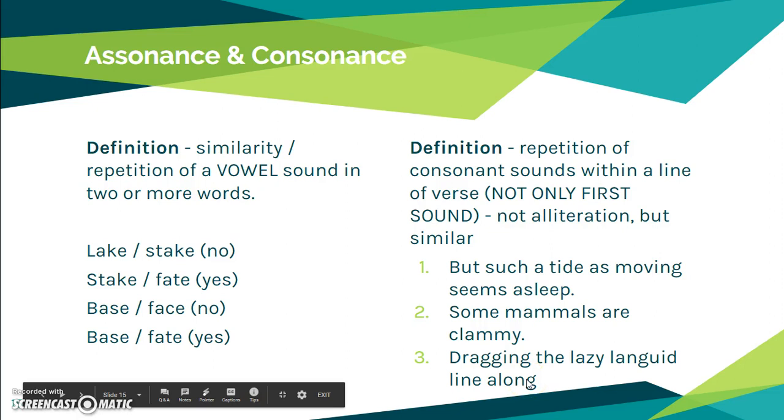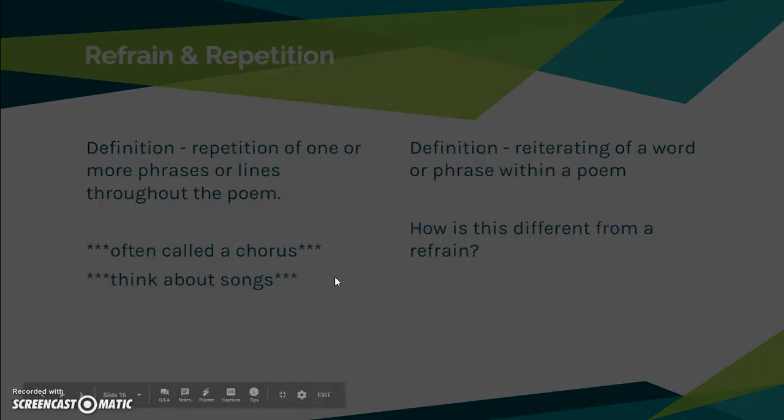Now, other things you might hear is the lazy, languid line. That's alliteration. That's why I didn't point it out. But if you were to do lazy, languid line and along and include the L here, then it would be consonance. Okay? Alliteration is only the first sound. Consonance is when you start to add in sounds all over the line.